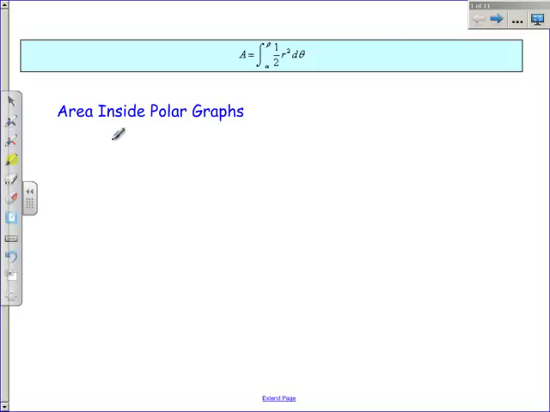So let's do a fairly easy example. Let's consider the graph of r equals cosine of 2 theta. Now, from pre-cal, you should know that this is a 4-petaled rose, and let's find the area inside one of those petals.